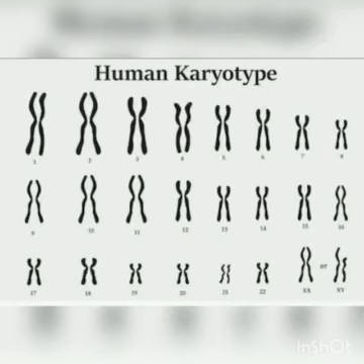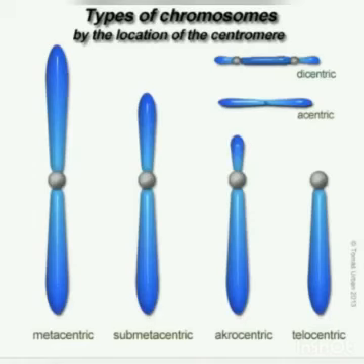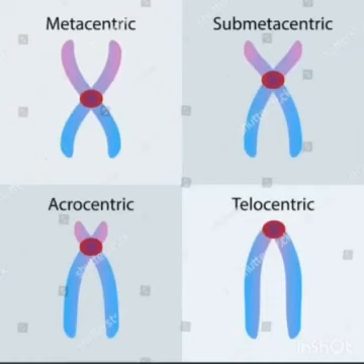So how can we classify the human karyotype? Depending upon the position of the centromere. What is the centromere? The centromere is present in the middle of the chromosome. There are 2 chromatids, and at the center there is a connecting part. That connecting part is called the centromere. Depending on the position of the centromere and the relative length of the 2 arms, human chromosomes are of 3 types: metacentric, submetacentric, and acrocentric.